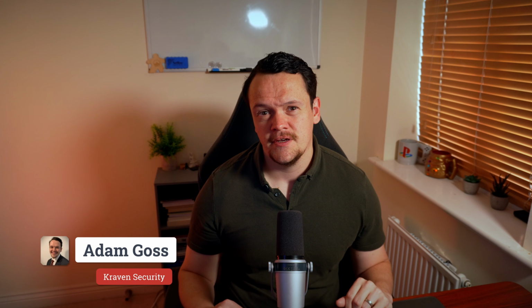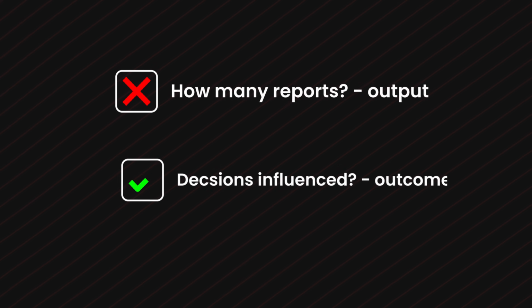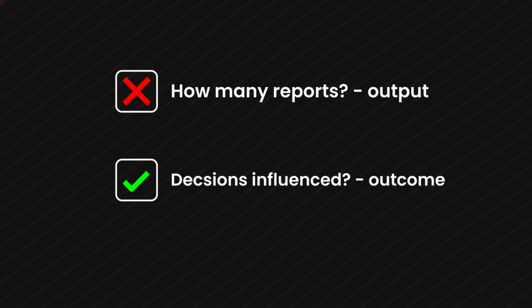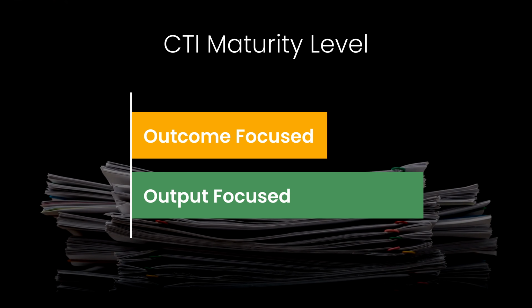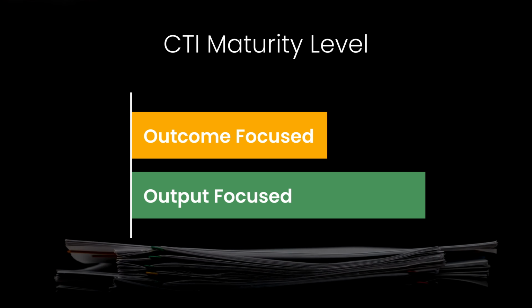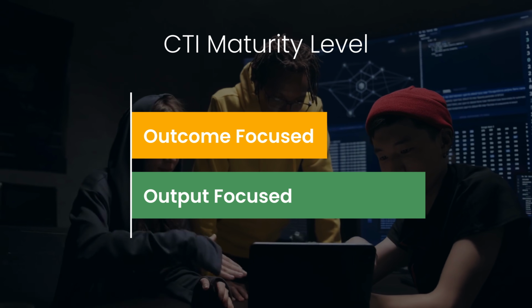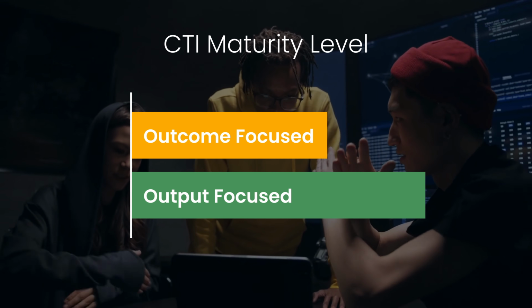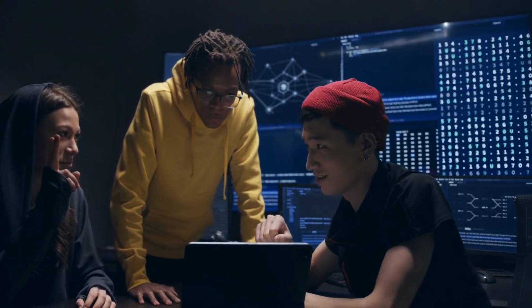The single most important thing the CTI-CMM does is force a question most programs try to avoid. It doesn't ask how many reports you wrote. It asks whether anyone made a different decision because of them. That distinction is the entire game. A team publishing 50 finished intelligence reports a month that nobody actions has a lower maturity than a team publishing just 2 that change what the SOC does the same day they land. The CTI-CMM measures the second number.